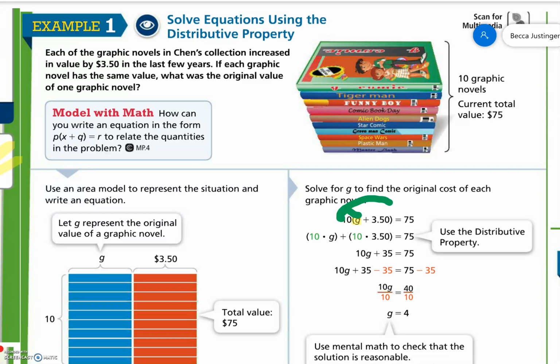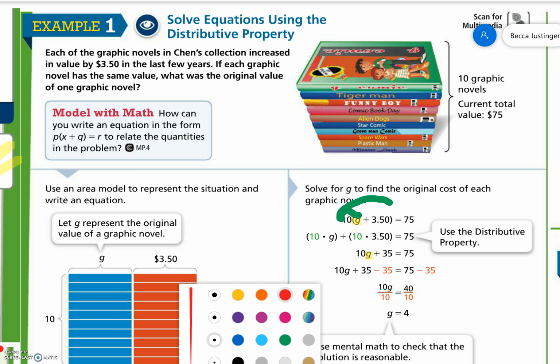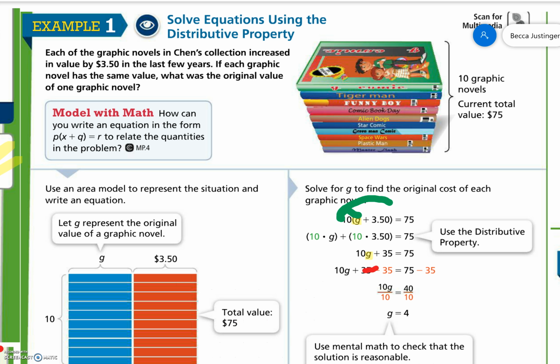So we distribute the 10 in. So 10 times g gives me 10g. 10 times $3.50 gives me 35. Remember, we're still trying to solve for g. We can't get rid of the 10 yet, so we have to get rid of the 35. The 35 is positive. So we are going to subtract it. That cancels out. 75 minus 35 gives us 40. So we have 10g equals 40. Trying to get rid of the 10, it's being multiplied to g. So we divide it. That cancels out on the left, and g equals 4. So the original cost of the graphic novels was $4 each.